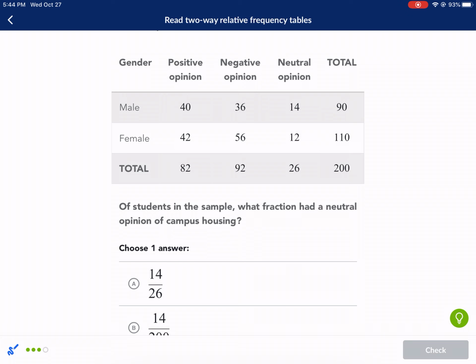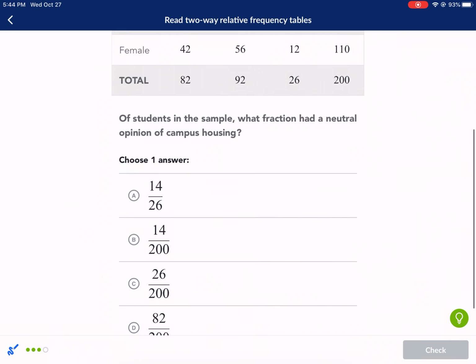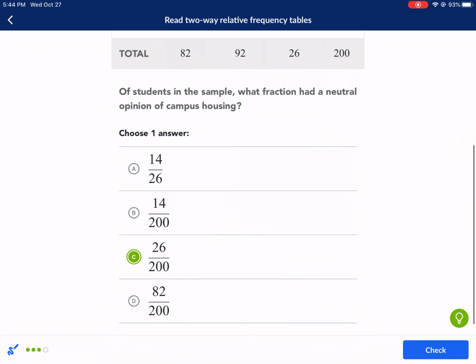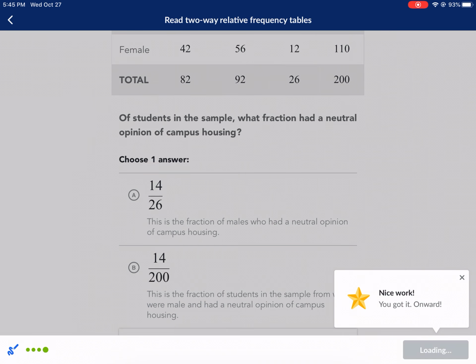So now we're not talking about male or female. We're talking about one of the other categories, neutral opinion. So that's this, neutral opinion. And it doesn't say male or female, so we want the total. Okay, now that's the part. The whole is 200. So we're looking at 26 out of 200 students had a neutral opinion of campus. So that's 26 out of 200, and that is 13%, in case you're curious.